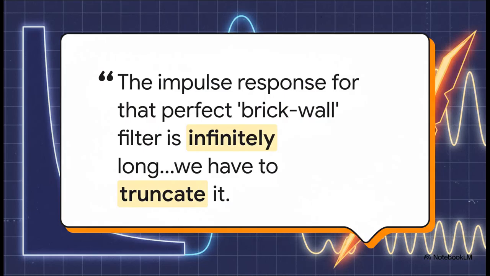But this leads to a massive practical problem. The impulse response for that perfect brick wall filter turns out to be infinitely long. And since we can't exactly build a filter with infinite memory, we have to make a compromise. We have to cut off, or truncate, that infinite response. This single act of truncation is the central trade-off of this entire design method.